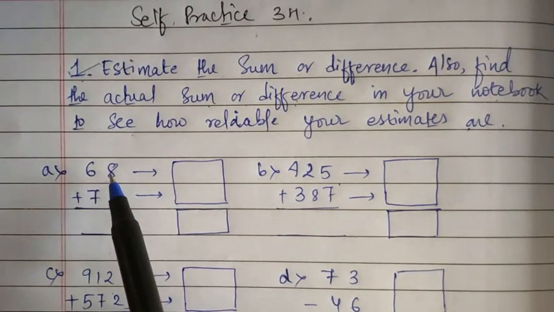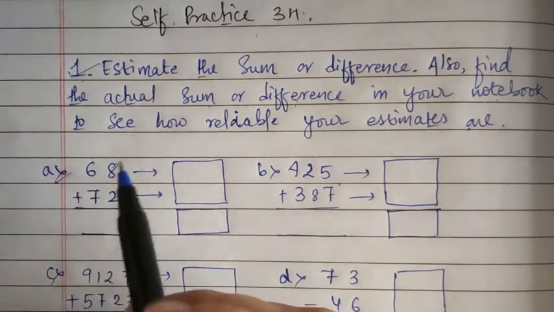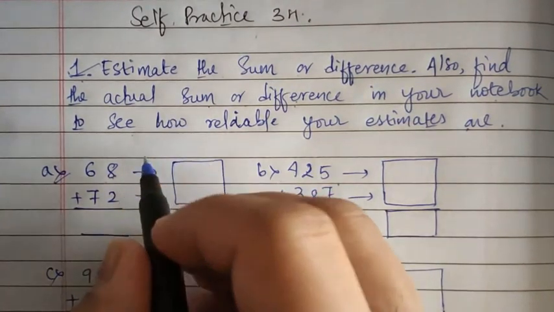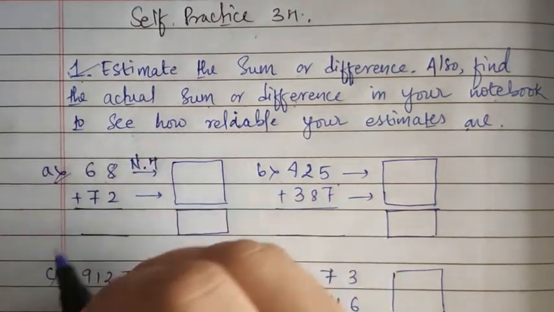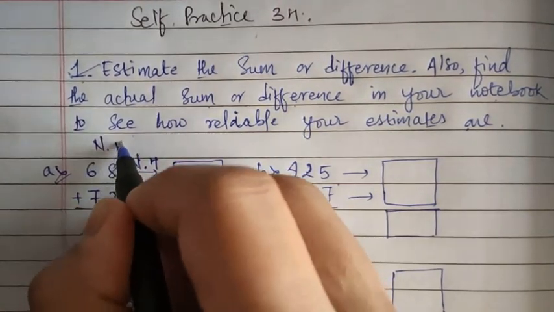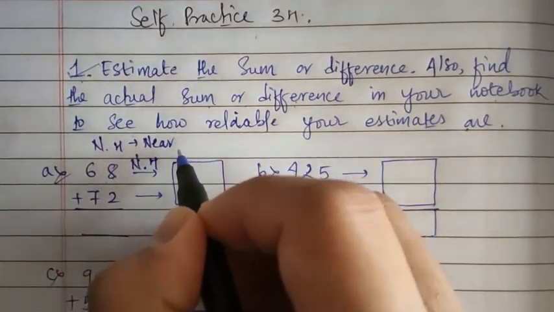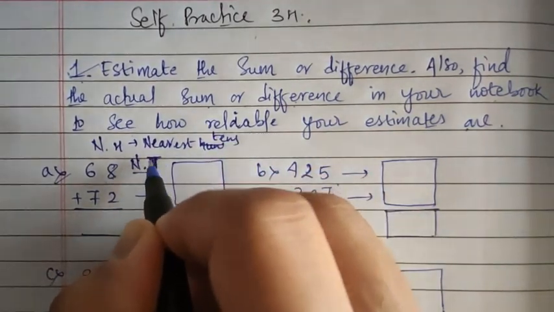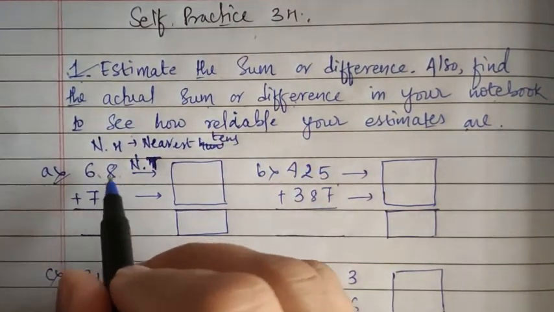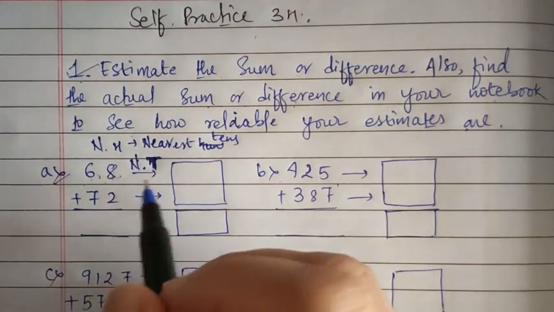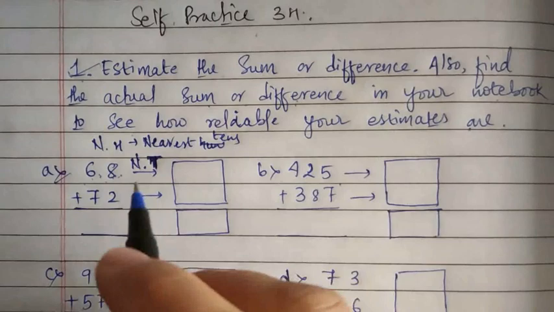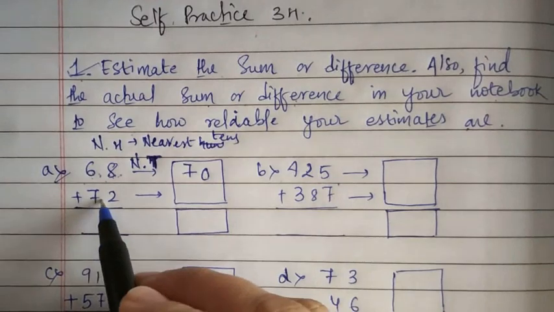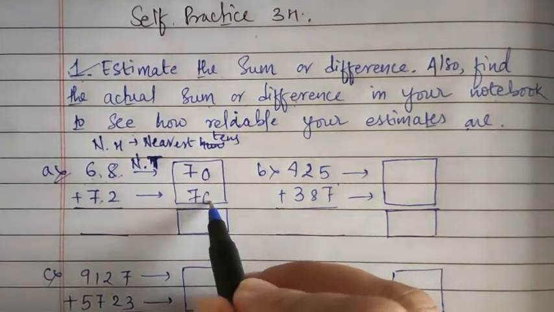So in the first case, that is in number A, what we are going to do is round off to the nearest tens position. I am writing here the short form, nearest tens. Because there are only 2 digits, I cannot make it 100. So 68, I can make 70 as the nearest tens, and 72, its nearest tens is 70.